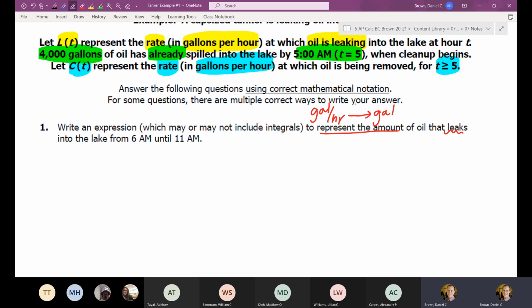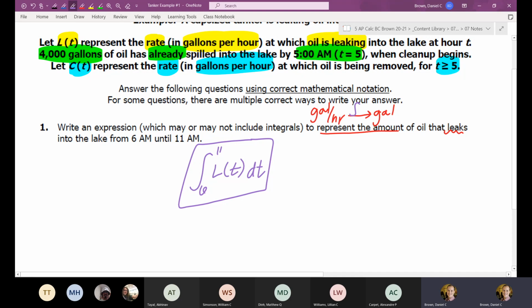That's a big thing to know because it will lead you on the correct track of what you want to do. We know we want to somehow show an integral sign in this problem. Well, which function am I integrating? We want to talk about how much has leaked into the lake, so I'm going to integrate L of t. Don't forget the dt at the end of that. And if I want to show how much has leaked into the lake from 6 a.m. to 11 a.m., those are going to be the numbers on my integral sign. So I would have from 6 to 11, and that would be your answer.